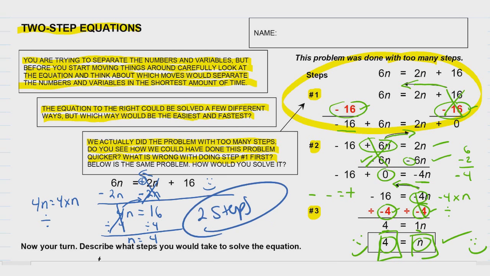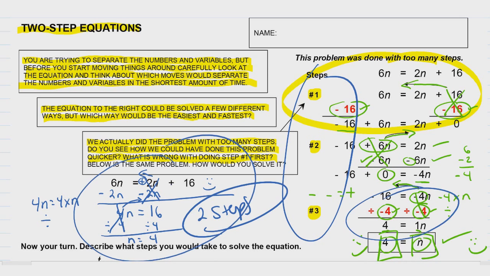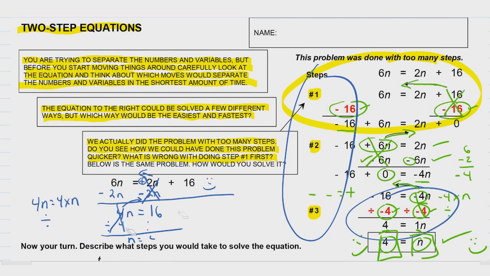So do you see, by looking at the problem before starting and finding the easiest and fastest way to solve the equation saves us time. So over here they were wasting time because they didn't think about it or they didn't look at the equation before trying to solve it. By the way, did you notice also they had to deal with negative numbers here? We didn't have to do any of that here. Let me clean this up really quick.